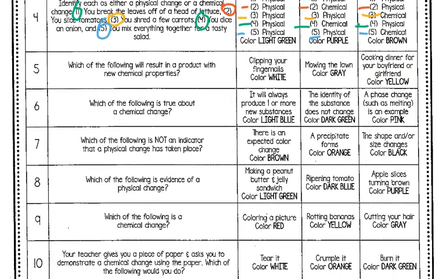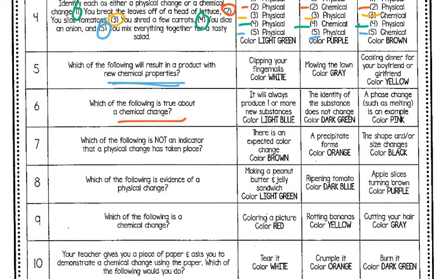Number 5. Which of the following will result in a product with new chemical properties? Clipping your fingernails, mowing the lawn, or cooking dinner for a boyfriend or a girlfriend? Number 6. Which of the following is true about a chemical change? It will always produce one or more new substances. The identity of the substance does not change. Or a phase change such as melting is an example.